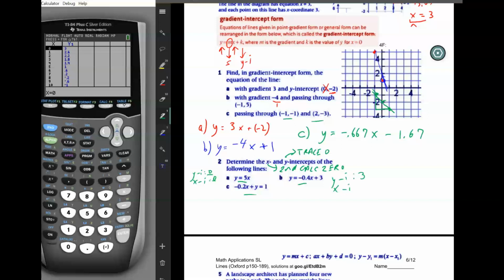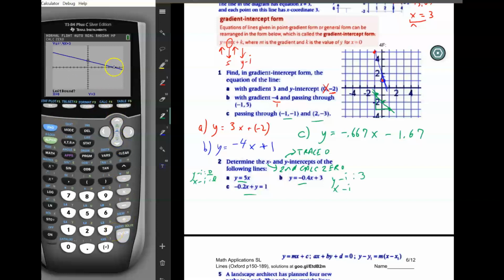more tricky. The x-intercept is when the y value is 0. Okay, so if I look in the y column of the table, do I see where y equals 0? No, I don't. I can kind of see where it might be close. It looks like it's between 7 and 8, but it doesn't give me the value. Okay, so that's why the best way to do it is to do second calc 0.